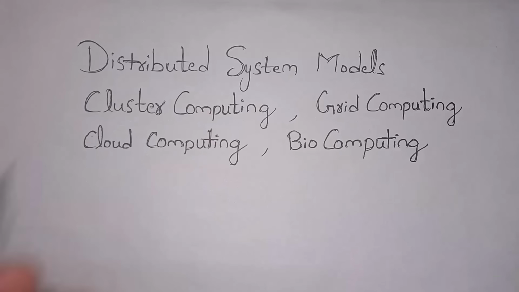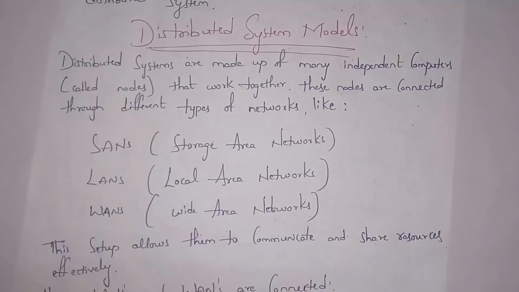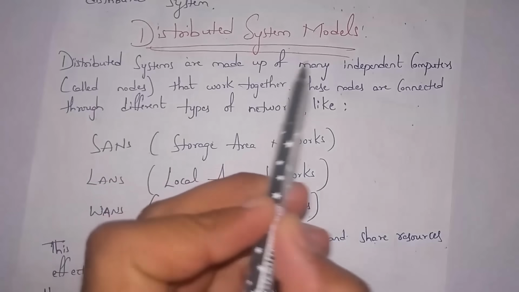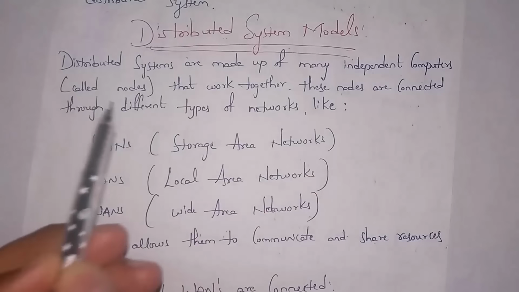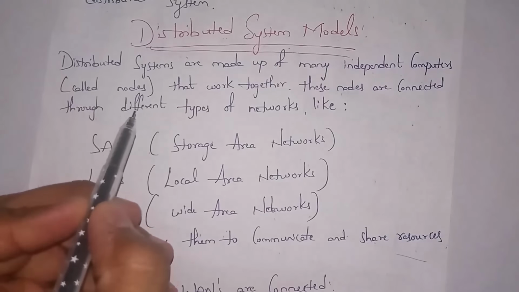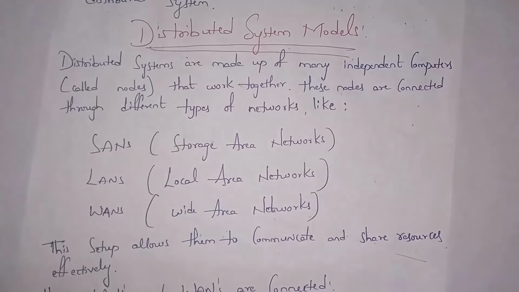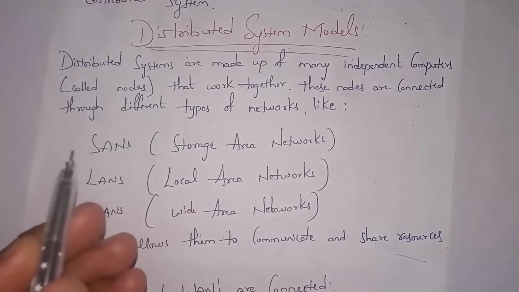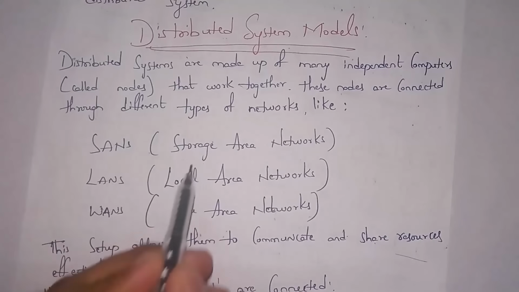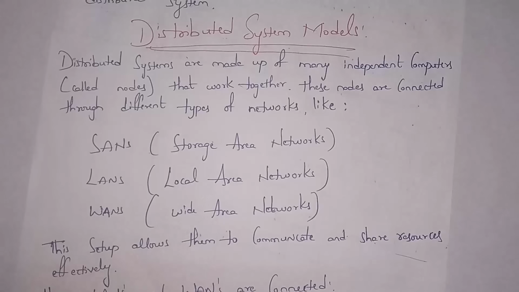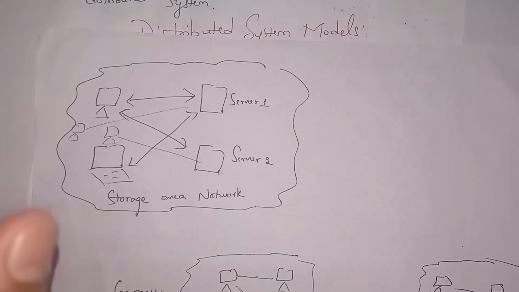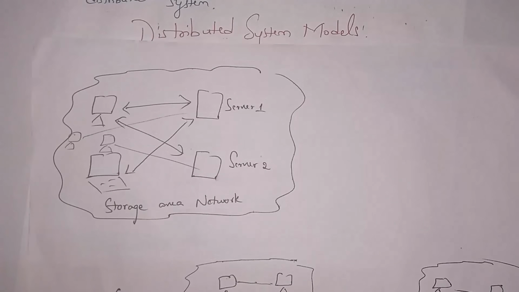Next I will explain what are distributed system models. Distributed system models are made up of many independent computers called nodes that works together. Guys, in all distributed system models, we will connect multiple computers together and we call these computers as nodes. And these nodes are connected through different type of networks like storage area networks, local area networks and wide area networks. Guys, in storage area network, we will connect multiple computers with multiple servers for storage purpose. Like you can store data or you can access data through servers. We call it as storage area network.